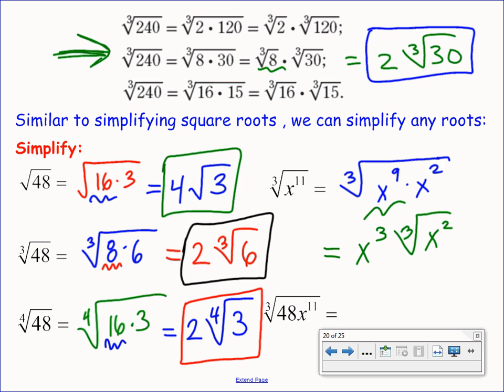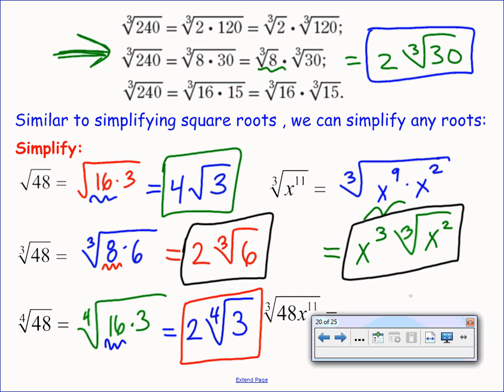X squared is not going to simplify. Its exponent is less than the index. This is not going to simplify any further. So my strategy was to rewrite my power as a product of powers where the next highest exponent beneath the index that is divisible by the index is one of the factors, and then that'll come out as a whole power output. That's tricky. Let's do another.